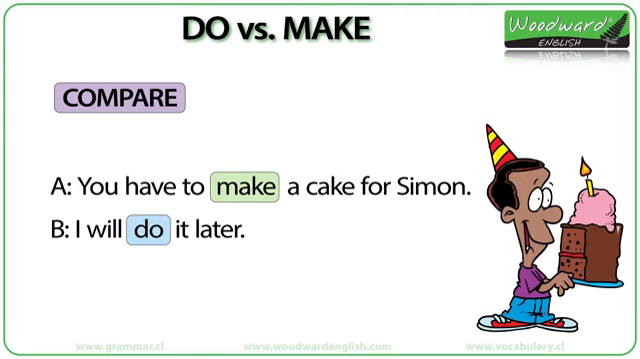Why is make used in the first part? We use make when we're talking about food, drink, or meals. Also, you can think of it as the person is creating or building a cake. Now notice how the verb do is used in the response. This is because the meaning is clear, and to avoid saying, I'll make it later, which would sound repetitive.